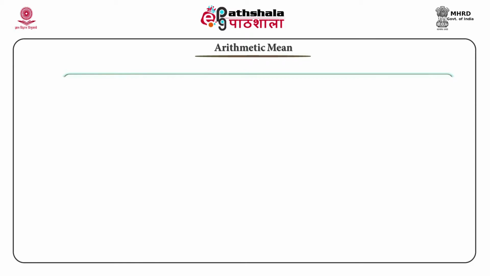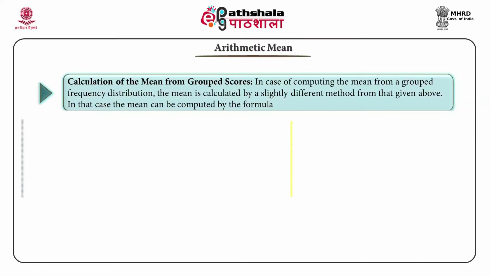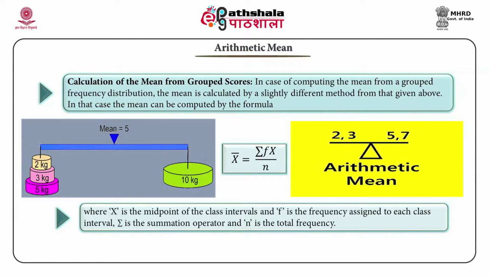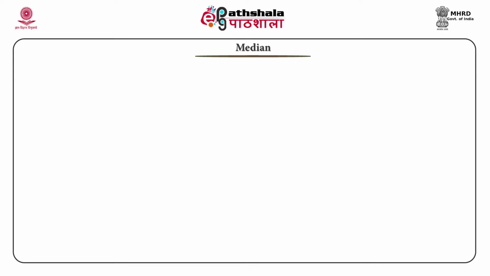Now we calculate the mean from the grouped scores. In case of computing the mean from the grouped frequency distribution, the mean is calculated by a slightly different method from that given above. In that case, the mean can be computed by the formula summation fx by n, where x is the midpoint of the class intervals and f is the frequency assigned to each class interval and n is the total frequency.